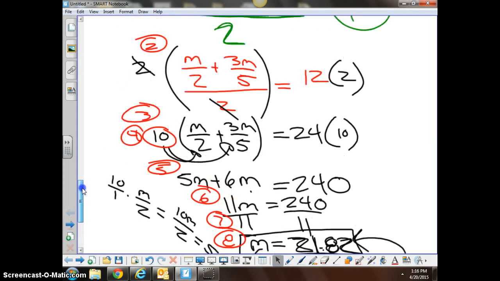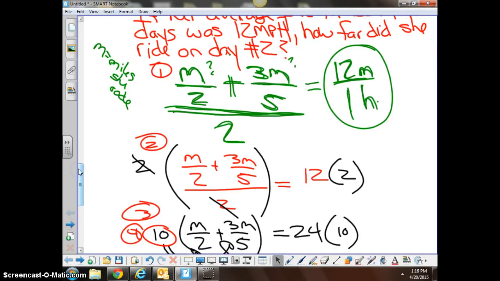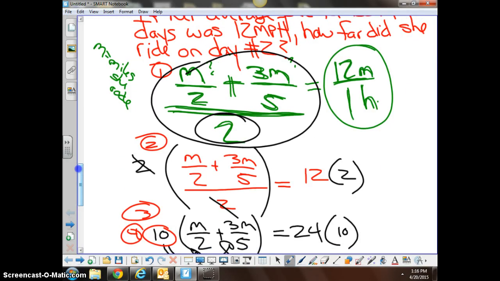Back to the problem. This is writable. You guys know how to find averages. Almost all of you came up with m over 2 plus 3m over 5. Almost all of you forgot to do that. And I told you you have to know how to find averages, right? So what was her speed on day 1? What's her speed on day 2? You can calculate speed, right?